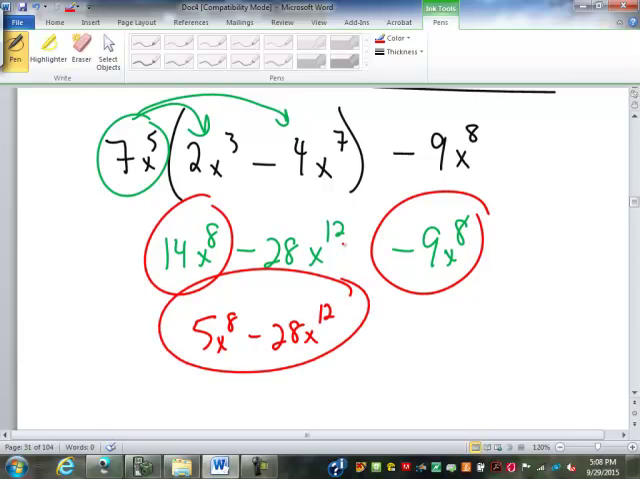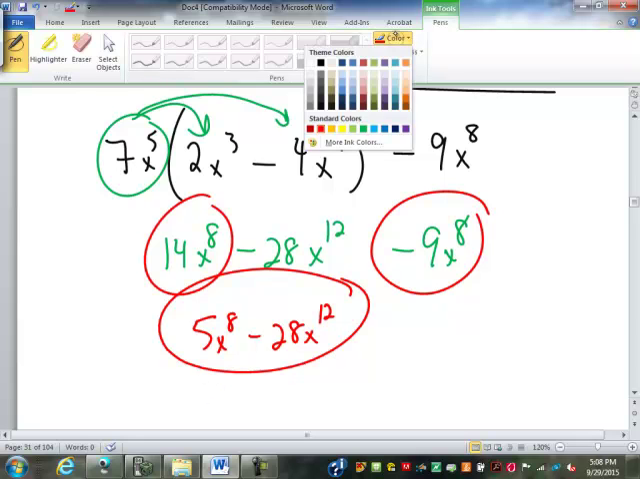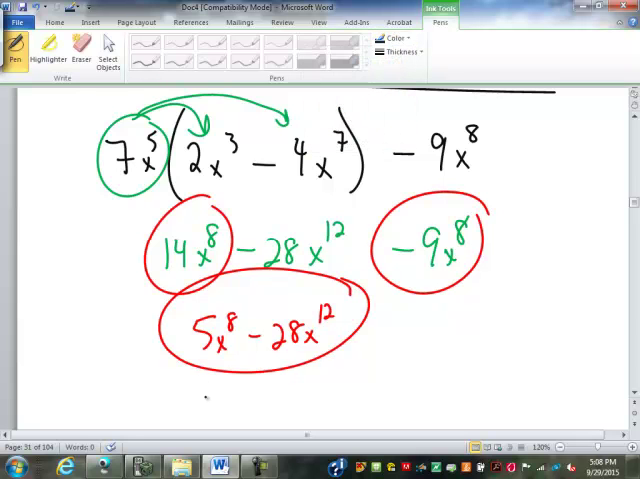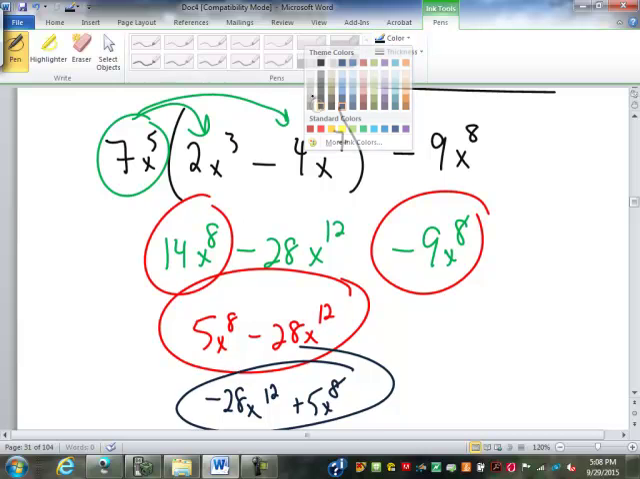You could leave it like that, or you could switch the order. Either one is acceptable. If you change the order, of course, it's negative 28x to the 12th plus 5x to the 8th.